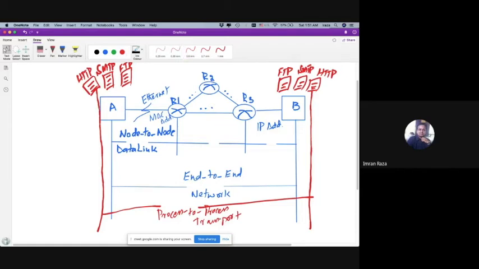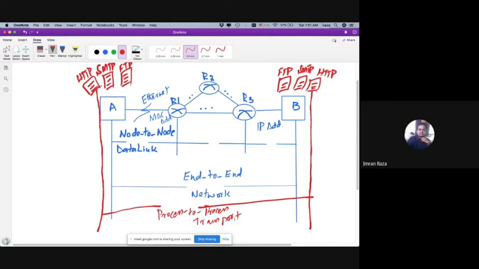So see, if we were trying to reach from machine A to this port of router R1, we need to have the MAC addresses, right? And if I want to reach from machine A to machine B, and there we have to make routing decisions in between, for that, I need to have the IP address. So what about providing this process to process communication? What do you think? Do we need to have any process ID or address?